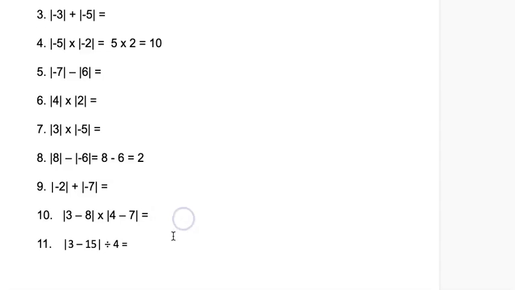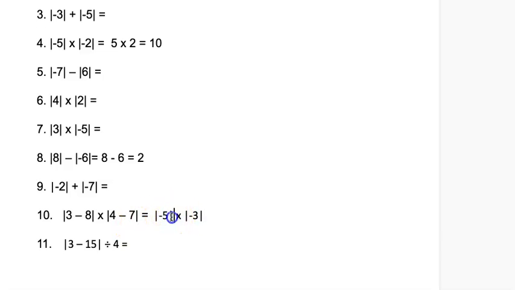And these last 2 problems, they're challenge problems. So what you're going to actually do is solve inside the set of absolute value first. So if you plug in 3 minus 8 into a calculator, we haven't learned this yet, but you'll get negative 5. Go ahead and try that part on your own. Literally type 3 minus 8. And then you're going to keep the multiply sign. And then you're going to put 4 minus 3. If you plug that in, it's negative 3.